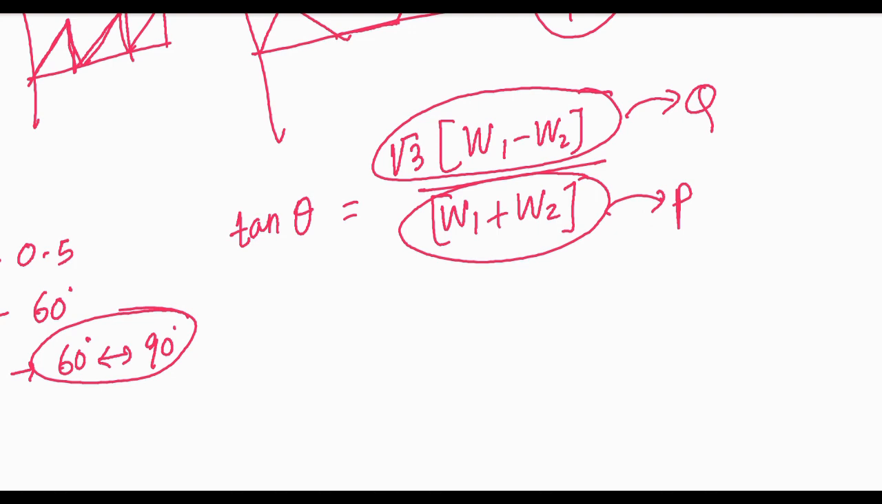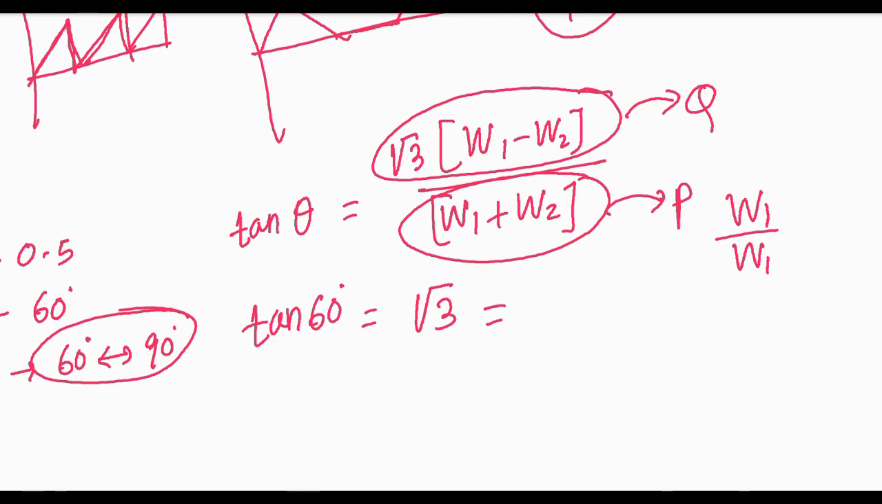So what will happen here, if I put tan 60 degree, it will be √3, and this will be equal to √3 into (W1 minus W2) by (W1 plus W2). So how will it be the same? W1 plus W2 is equal to W1 minus W2. When will it be the same? When W2 will be equal to 0. So when W2 is equal to 0, this will be W1 by W1, and this will be cancelled out to be 1, and the answer will be √3.